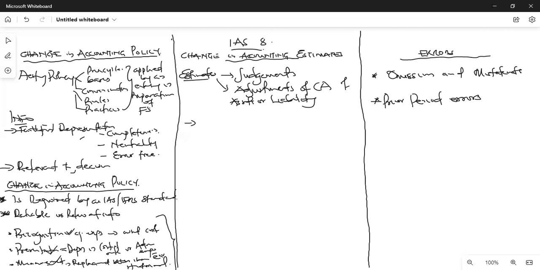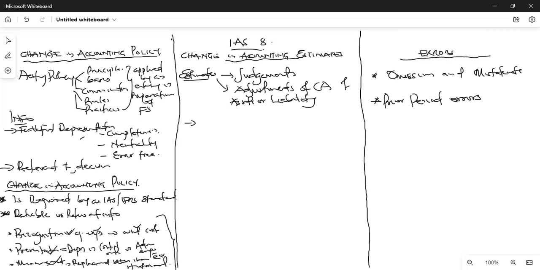So let's say an entity previously charged interest cost on loans for the construction of assets through profit or loss, and later, following the borrowing cost concept, it now capitalizes the interest. That is what we call a change in recognition, all right? So it was an expense, now it's going to an asset. That one is called a change in accounting policy, all right?